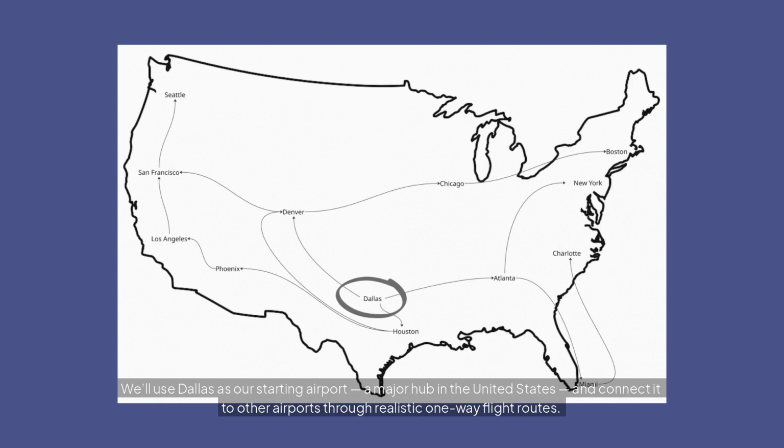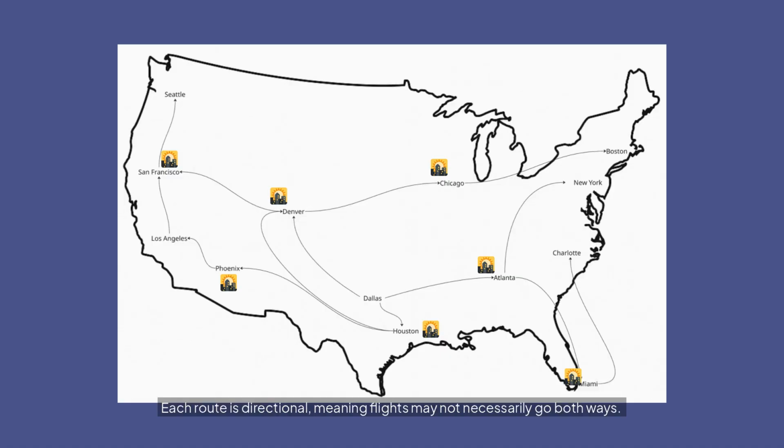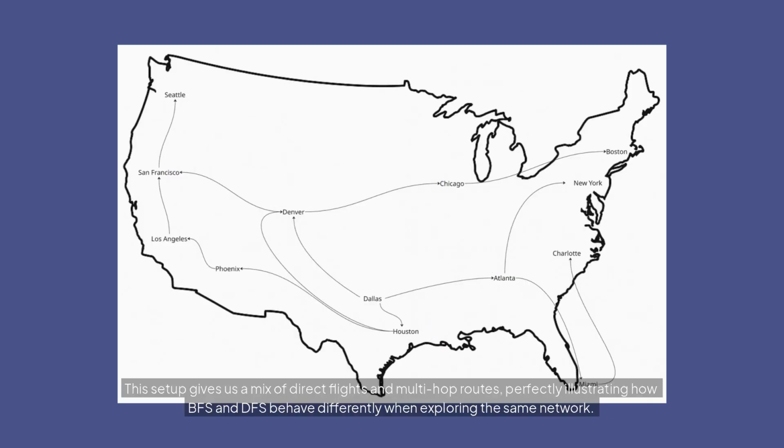We'll use Dallas as our starting airport, a major hub in the United States, and connect it to other airports through realistic one-way flight routes. The graph we've built includes cities such as Atlanta, Denver, Houston, Chicago, San Francisco, Miami, Phoenix, and more. Each route is directional, meaning flights may not necessarily go both ways. This setup gives us a mix of direct flights and multi-hop routes, perfectly illustrating how BFS and DFS behave differently when exploring the same network.